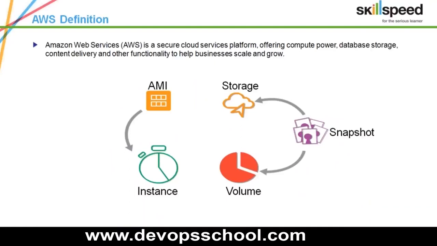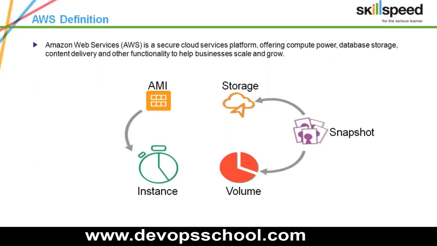What is AWS? AWS stands for Amazon Web Services. Amazon is the company name, which has n number of cloud services, and they call them web services. It's a secure cloud services platform, offering compute power, database storage, content delivery, and other functionality. In a simple way, if you want compute power, in terms of CPU and memory, you can get it. If you want storage, you can get it. If you want networks set up and security implemented, you can get it. Everything you can get as you need it.